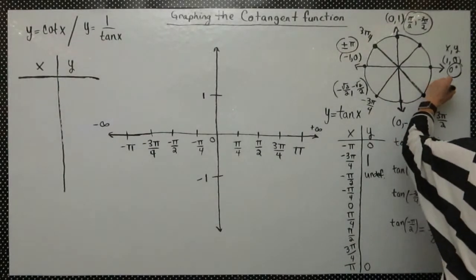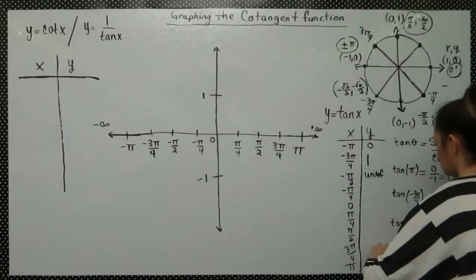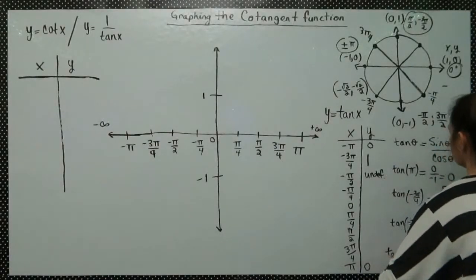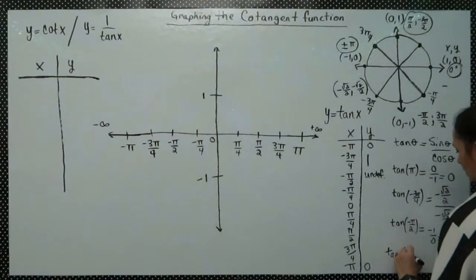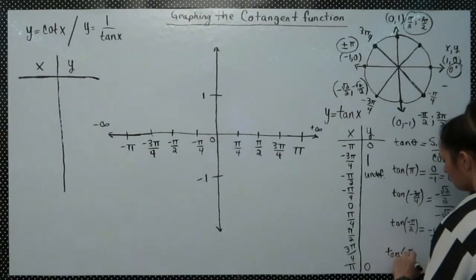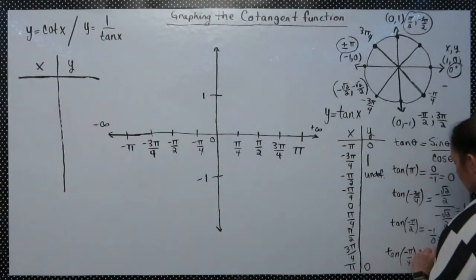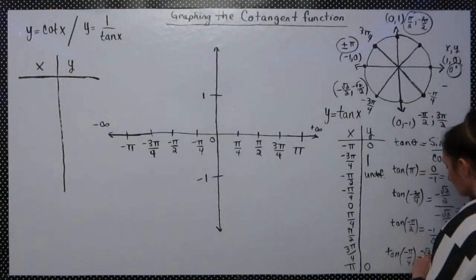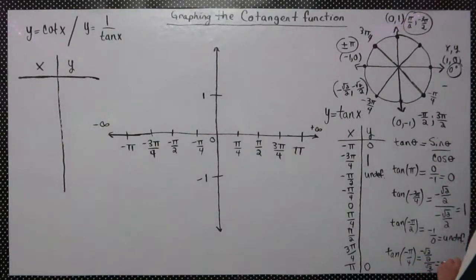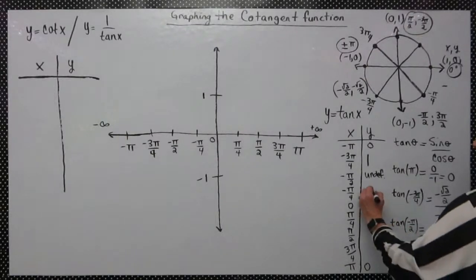So you're going to have cosine, so negative sine. All right, tangent, I'll just write it out rather than getting in too big of a hurry. Tangent of negative pi over 4 is going to be positive, or negative, sorry. So it's sine over cosine. So negative radical 2 over 2 divided by radical 2 over 2. So that's going to give me a negative 1 at negative pi over 4.